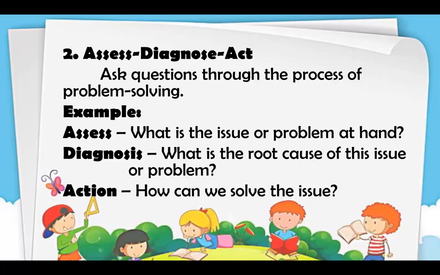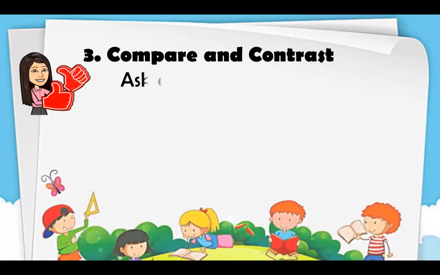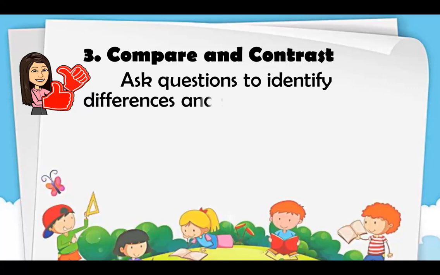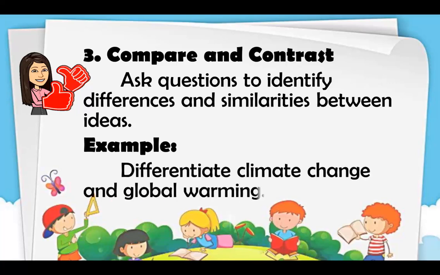In these types of questions, you first assess the situation. You have to know what the problem is. Then you have to diagnose or determine the cause of the problem. Lastly, after determining the problem and its cause, what action are you going to do now? You have to find ways and take action to resolve the problem. Third, compare and contrast. Ask questions to identify differences and similarities between ideas. Example, differentiate climate change and global warming.